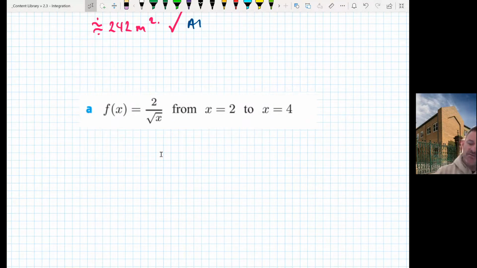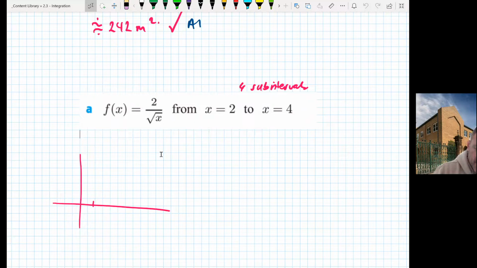This one, it's asking you to use 4 sub-intervals. It said that. Now, a lot of the time, what I'm suggesting is you can put 1, 2, 3, 4. You don't have to draw it out properly, but you can draw out 2 over root x and see what it looks like. But let's just say, for example, between 2 and 4, you got this graph here. Just making the graph up, to be honest. But that's between 2 and 4. That's one application. We want 4, which means that's 2 currently.